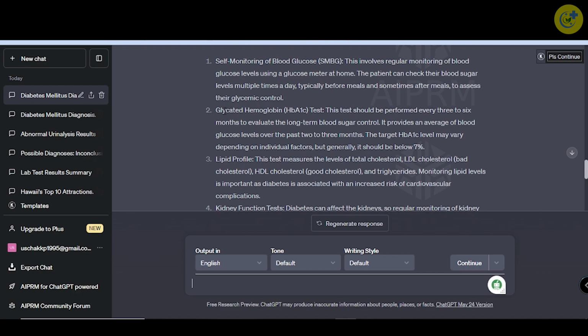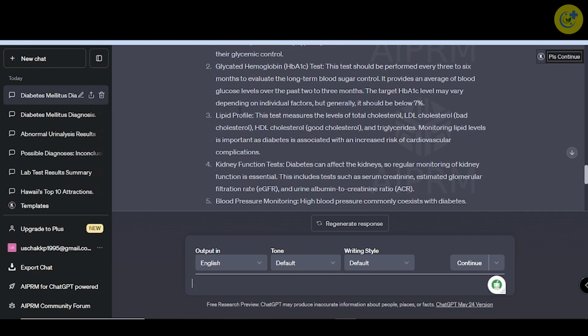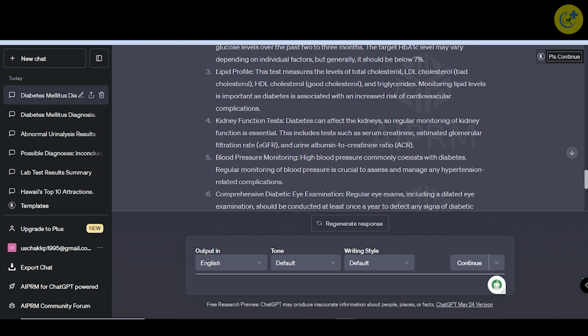Second test, glycated hemoglobin HbA1c test. I previously explained this information. Third one is lipid profile. This test measures the levels of total cholesterol, LDL cholesterol. LDL means bad cholesterol, HDL cholesterol means good cholesterol. Okay, and triglycerides. Monitoring lipid levels is important as diabetes is associated with an increased risk of cardiovascular complications.